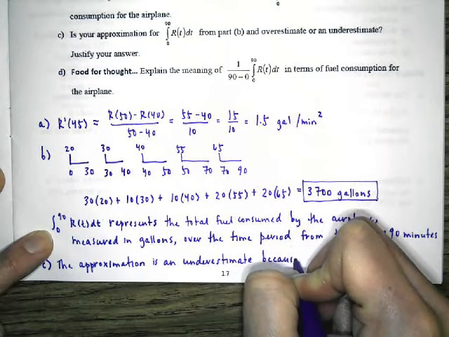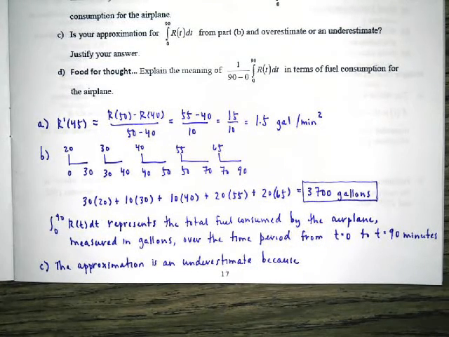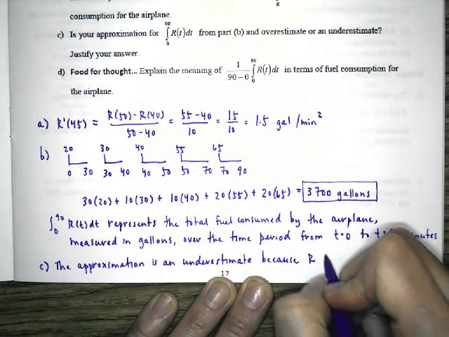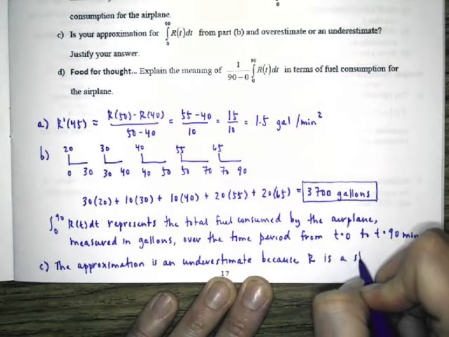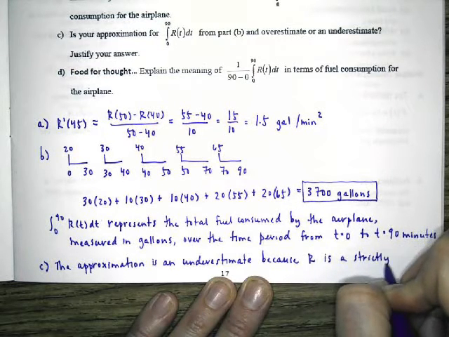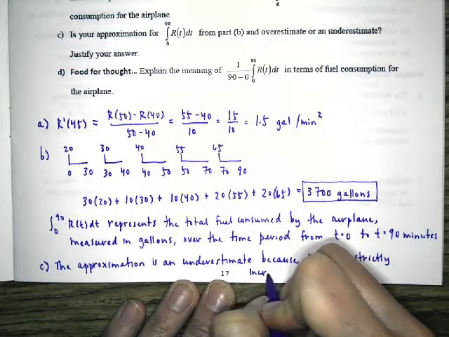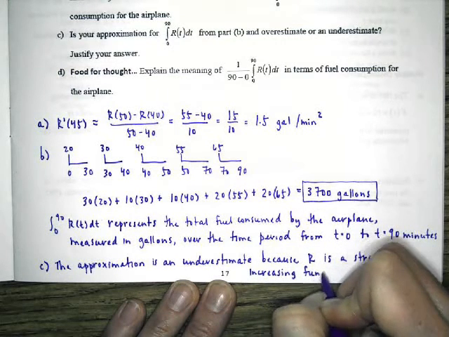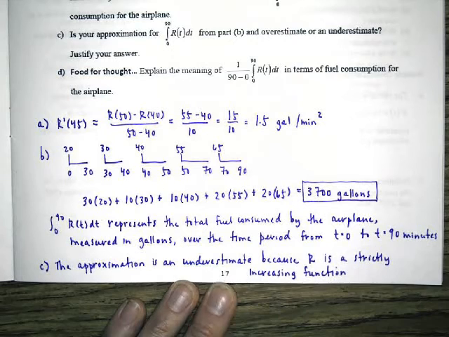because, and here's where we have to specify, because r is a strictly increasing function. So it has to do with the fact that r is increasing.